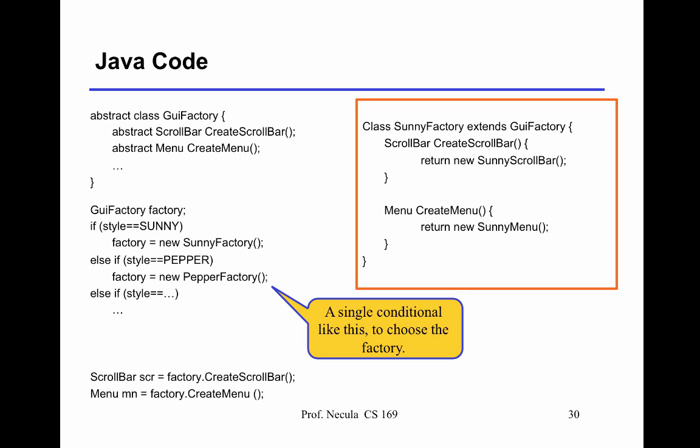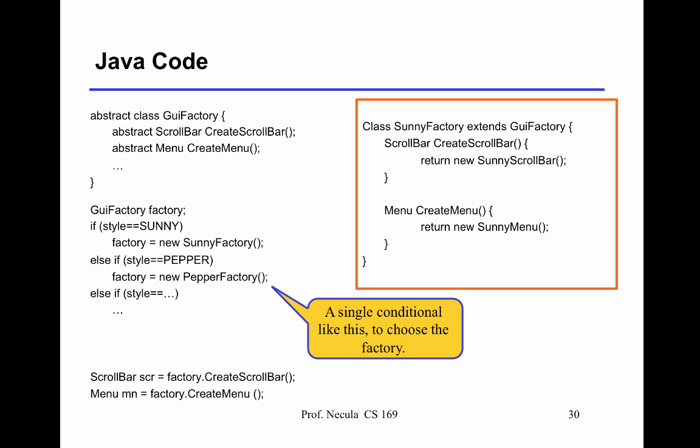Can we pass Sunny or Pepper as an argument of this constructor, and depending on it, initialize it? Yes, you could. It would achieve a similar effect. So what he is saying is to create a GUI factory whose create scroll bar takes a style. Okay? And the implementation of create scroll bar will have to have this. And the implementation of create menu will also have to have this.